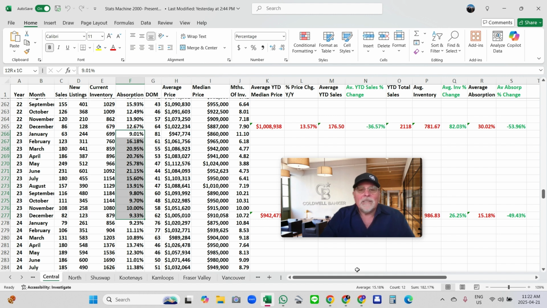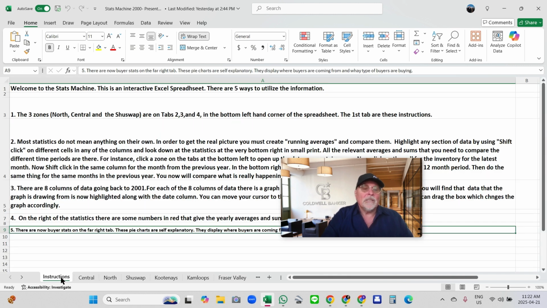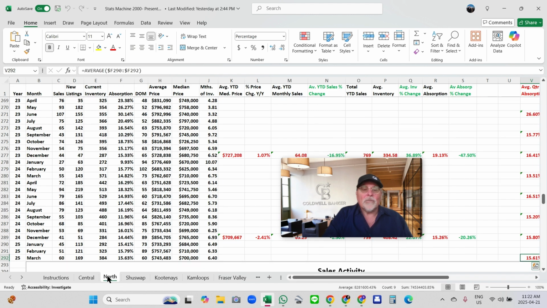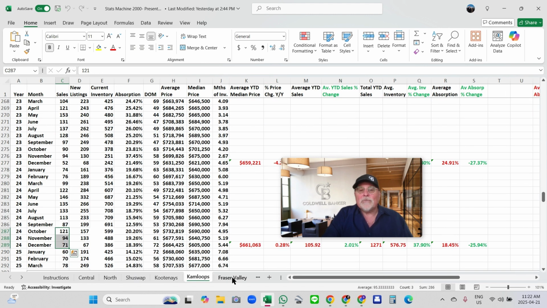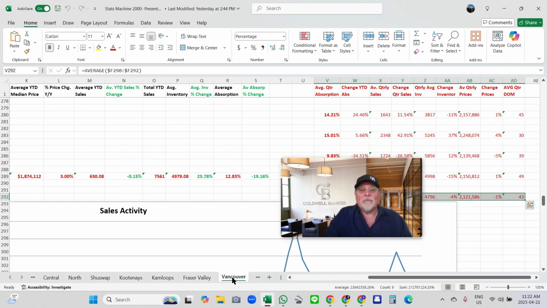So those are running averages, and you can do that. One thing I didn't mention before is you have all these tabs along the bottom. First of all, next to the Central Okanagan you've got some instructions, which has a lot of what we're talking about on how to use the spreadsheet, the stats machine. Then you've got the Central Okanagan, the North Okanagan, the Shuswap, the Kootenays, Kamloops, Fraser Valley, and Vancouver.